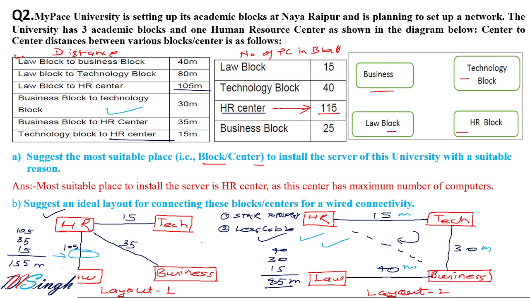Otherwise, if you are making both of them in your answer, then you can write that in layout 1, the connection between HR to law block has a distance which is more than 100 meters, so we require a repeater at that place. So I hope now it is clear which diagram to make and what the problem is while making the cable layout diagram in the questions. Go to the next part of it.